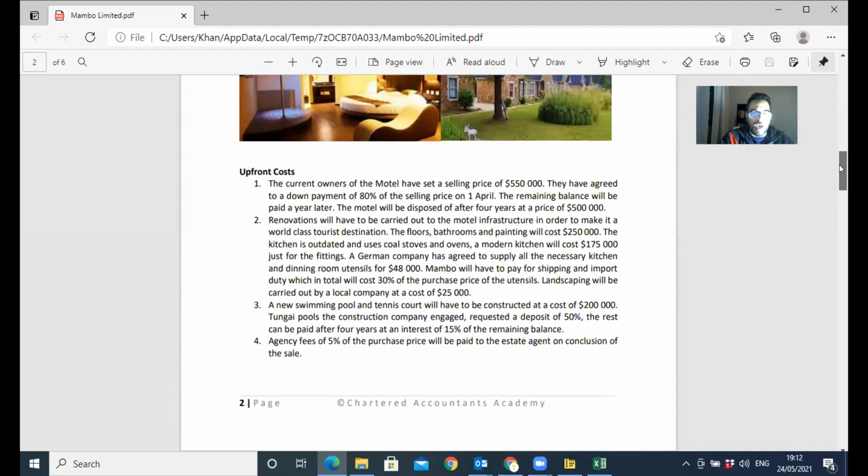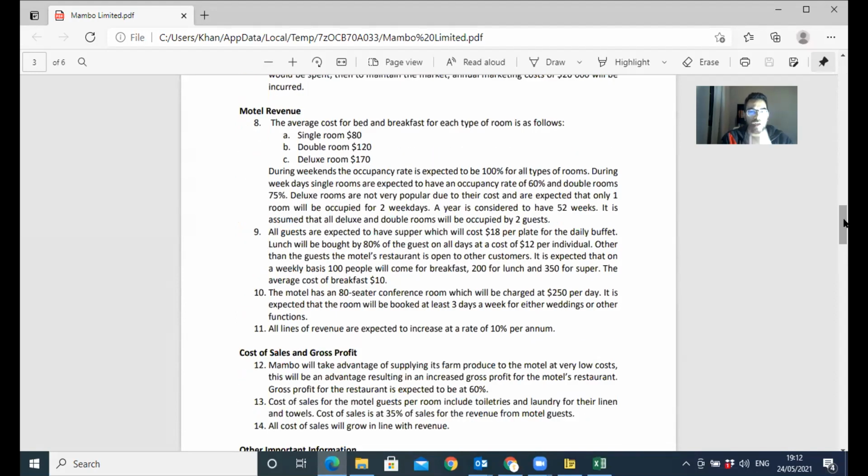So remember, we went through the upfront costs and we're now under the motel revenue. So I'm going to read number 8. They say the average cost for bed and breakfast for each type of room is as follows: the single room is $80, the double room is $120, and the deluxe room is $170. During weekends, the occupancy rate is expected to be 100% for all types of rooms. So each room costs that price, and for weekends there will be 100% occupancy.